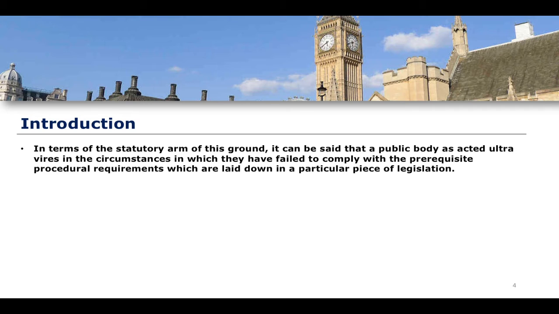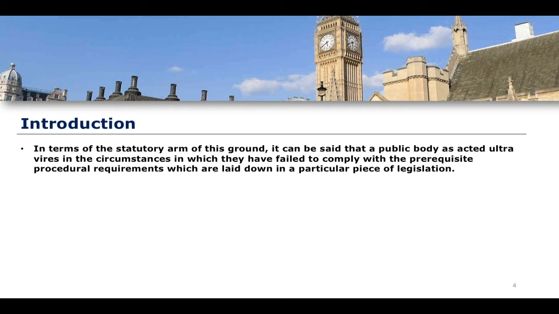So, in terms of looking at statute and failure to observe statutory rules, it can be said that a public body has acted ultra vires. It has acted beyond its authority, and therefore there is a legitimate ground and a legitimate case of judicial review in circumstances in which they have failed to comply with the prerequisite procedural requirements which are laid down by a particular piece of legislation.